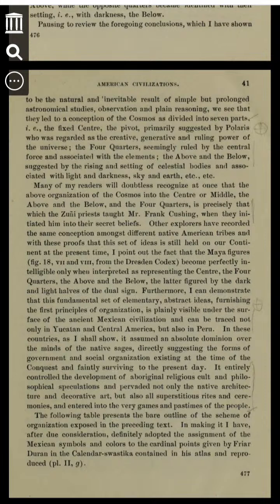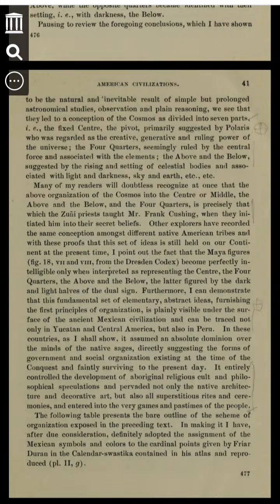Other explorers have recorded the same conception amongst different Native American tribes, and with these proofs that this set of ideas is still held on our continent at the present time, I point out the fact that the Maya figures become perfectly intelligible only when interpreted as representing the center, the four quarters, the above, and the below, the latter figured by the dark and light halves of the dual sign, right? We see duality everywhere, right?